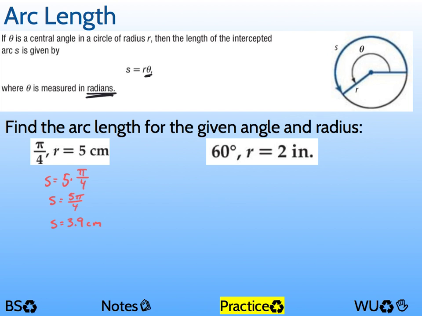Alright, first off, I know that 60 degrees is equal to pi over 3 radians, because we did that during the brain starter. So, the arc length should equal 2 times pi over 3. Or the arc length is just simply 2 pi over 3. Which, if you plug that into a calculator and round it, you get approximately 2.1 inches.